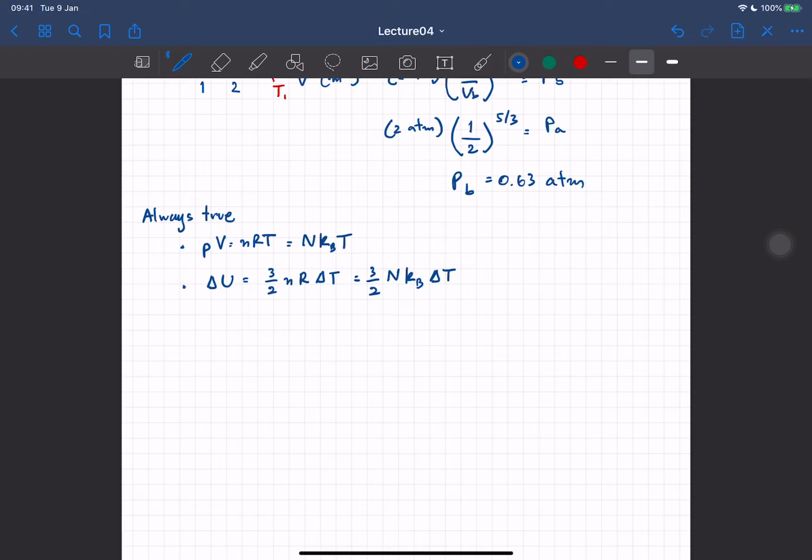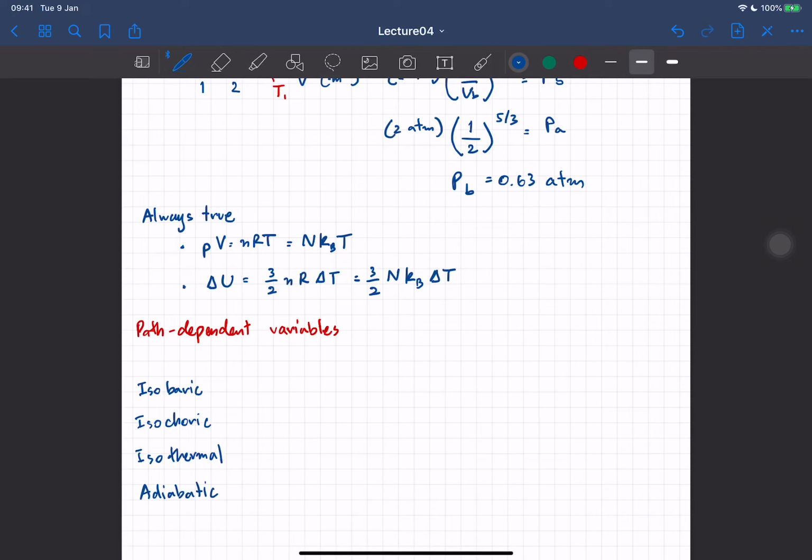Now the rest depends on what kind of path we talk about. So the next table I'm going to write down, I'm going to call it the path dependent variables. We talk about 4 processes, so let's list them down: isobaric, isochoric, isothermal, and adiabatic.